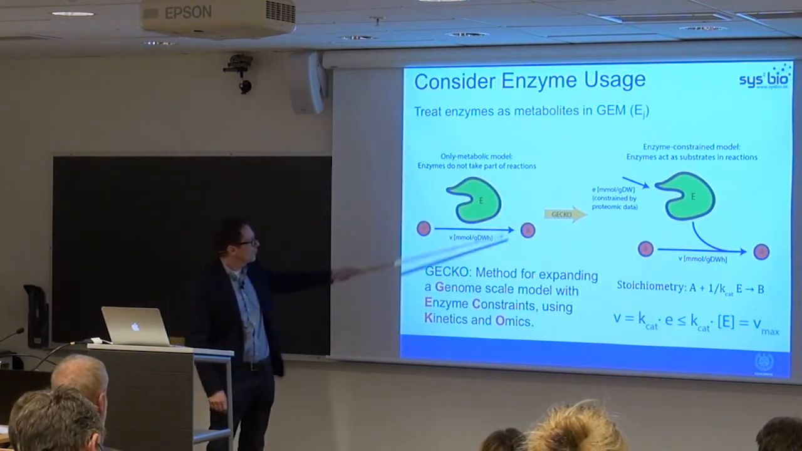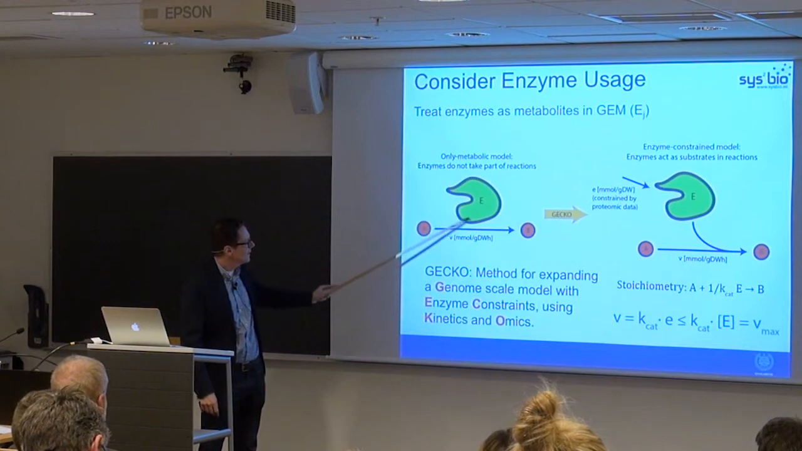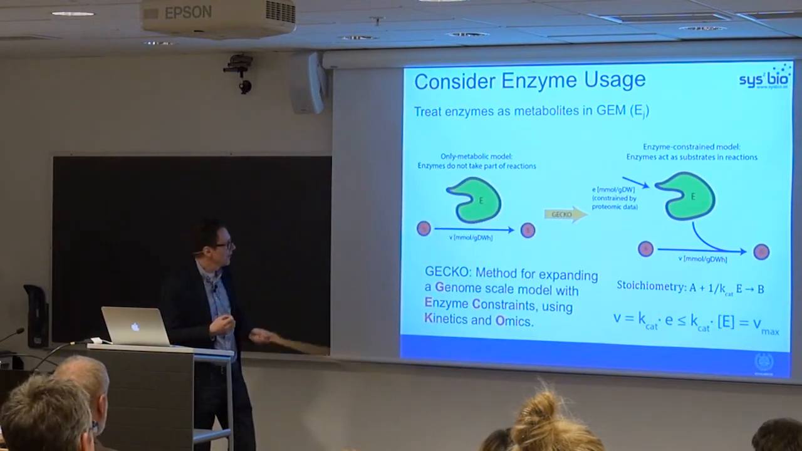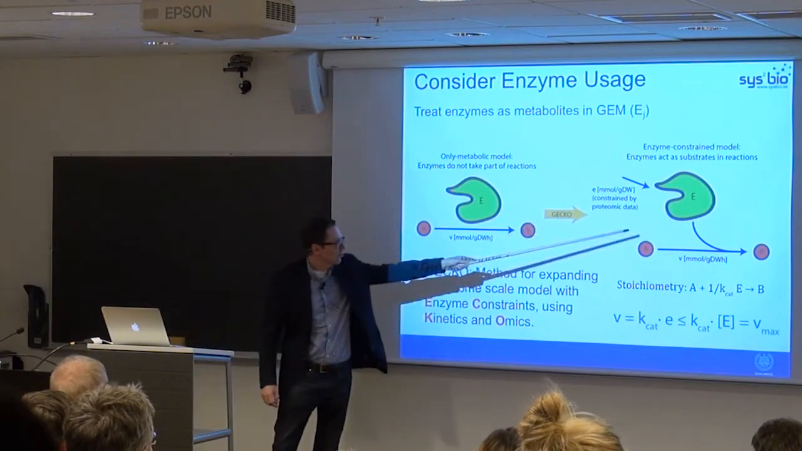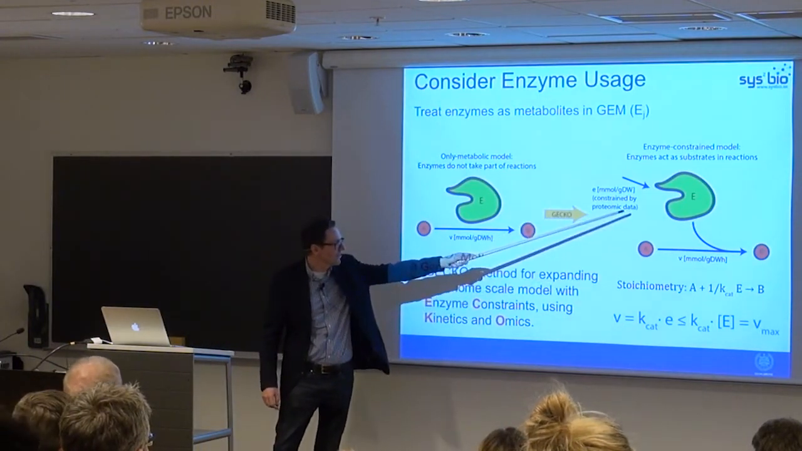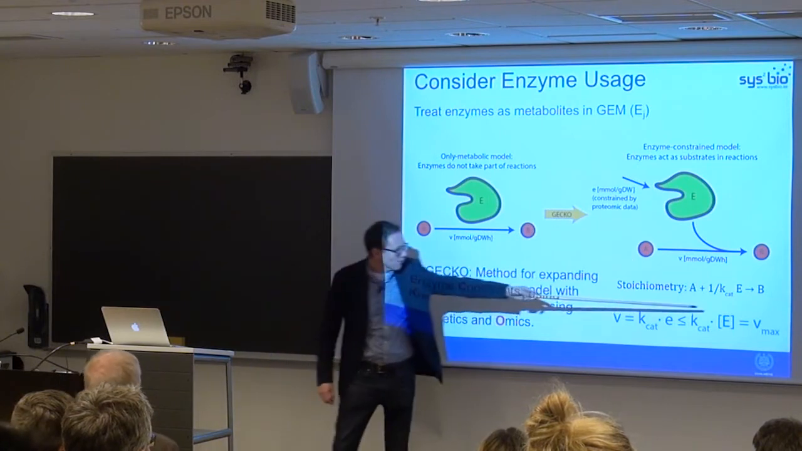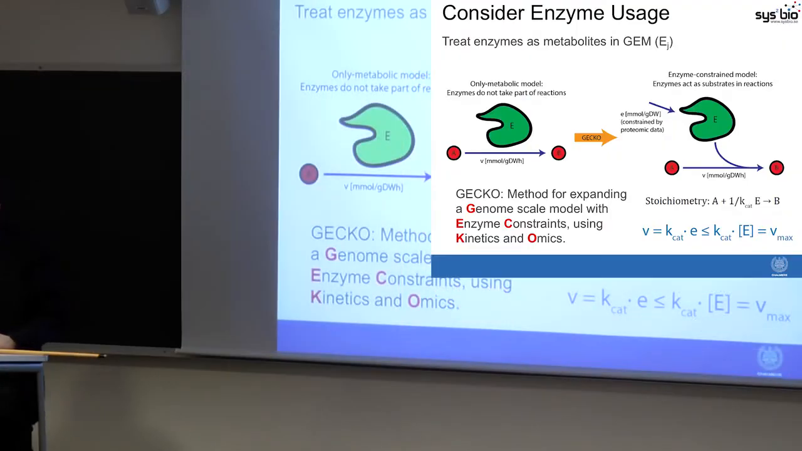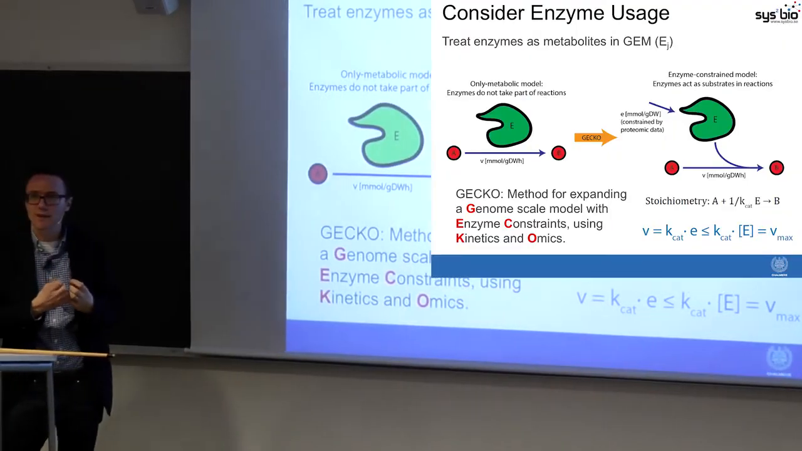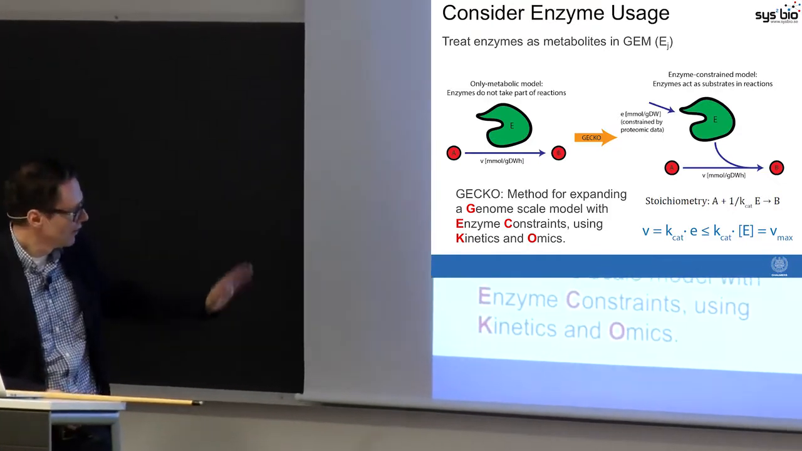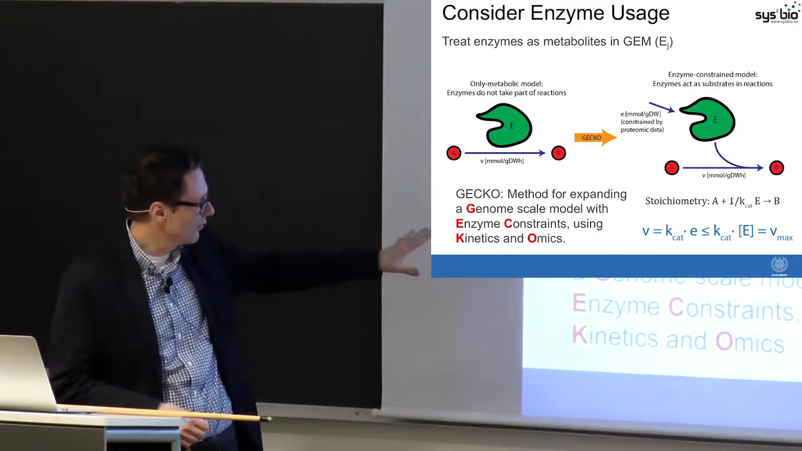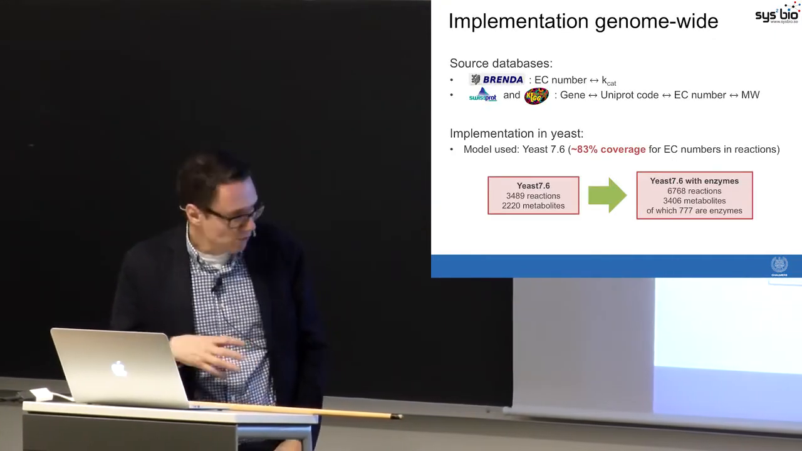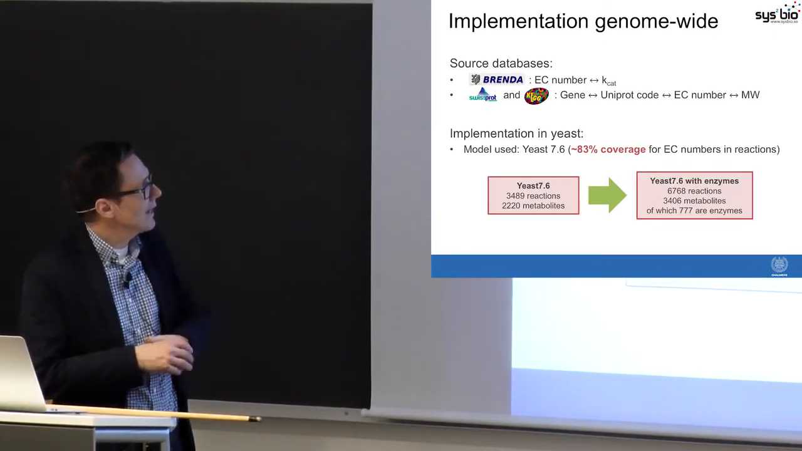So in order to incorporate that, we need to have a description of enzyme usage in each of these reactions. And we do that by incorporating usage of the enzyme in each reaction, and the stoichiometric coefficient for that is 1 over the kcat. So you can see if you have a very high kcat, you use very little of this enzyme to carry out a certain flux. And we can then use that to constrain the models, and we refer to this as GECKO.